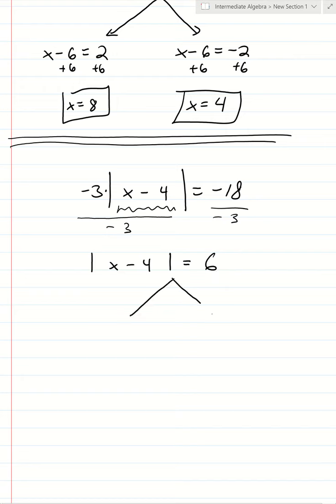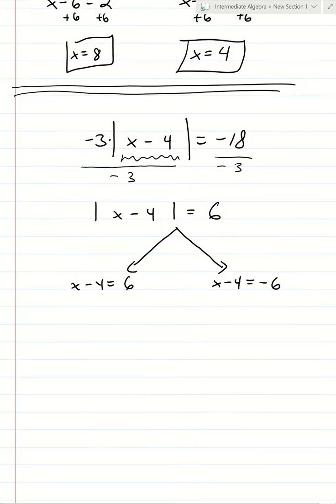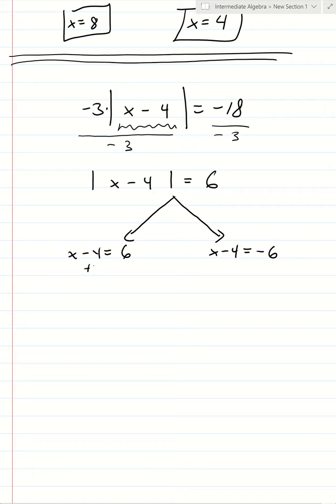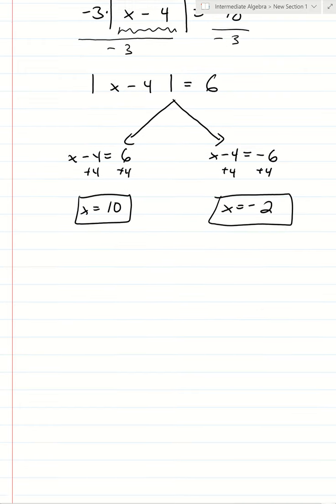And so now we create our two equations from the one. The first equation would read that x minus 4 would have to equal 6. The second equation would read x minus 4 has to equal the opposite of 6, -6. And so now let's solve. I'm going to add the 4 over. X equals 10 would be one solution. As we add the 4 over, we of course get x equals -2 as our second solution.